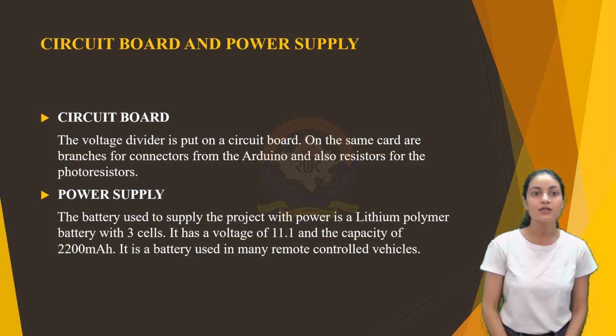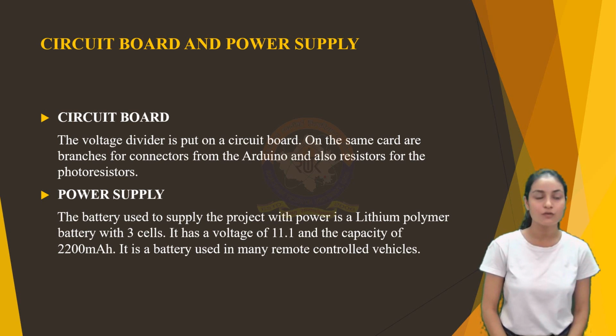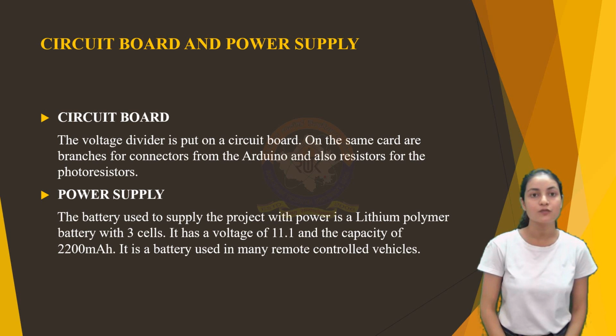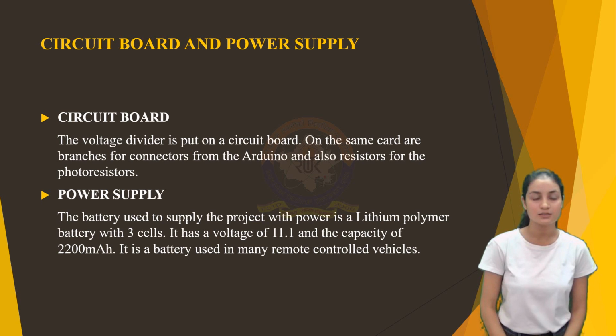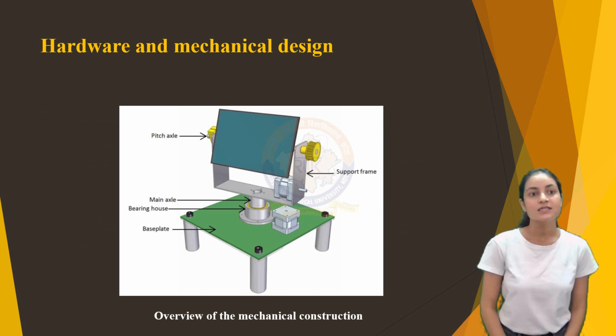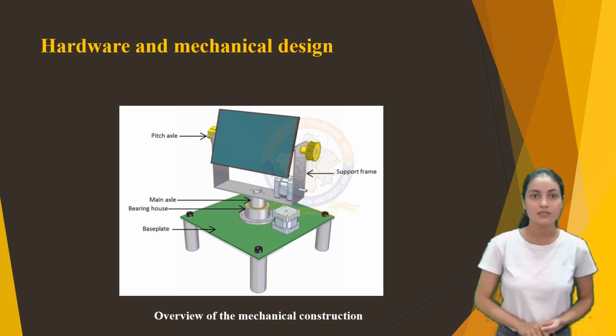Power supply. The battery used to supply the project with power is a lithium polymer battery with 3 cells. It has a voltage of 11.1 and a capacity of 2200 mAh. It is a battery used in many remote control vehicles. Next is hardware and mechanical design. The mechanical construction is presented here together with the different parts seen in the figure.